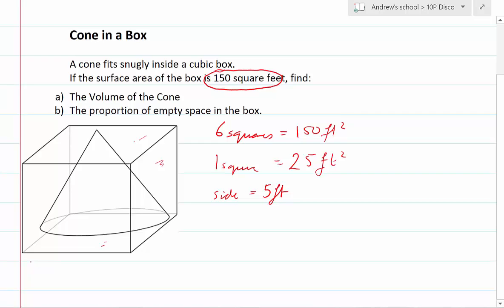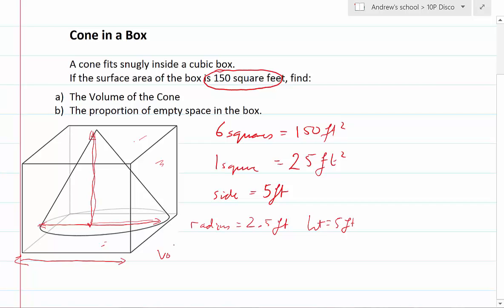Okay, so if the side length of the square is 5 feet, then so too is the diameter of the cone, and so too is the height of the cone from top to bottom, because it touches all the surfaces. So the diameter of the cone is 5 feet, so the radius must equal 2.5 feet. And the height of the cone goes from the base to the very top, so the height is 5 feet.